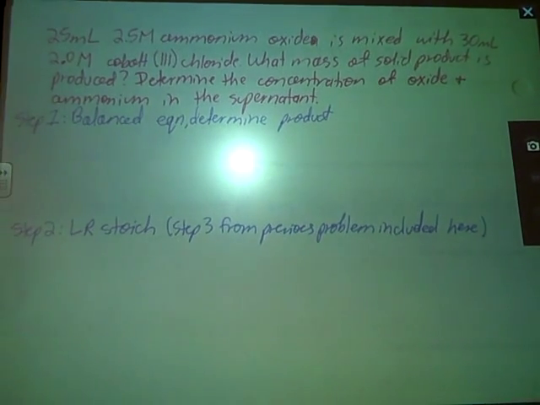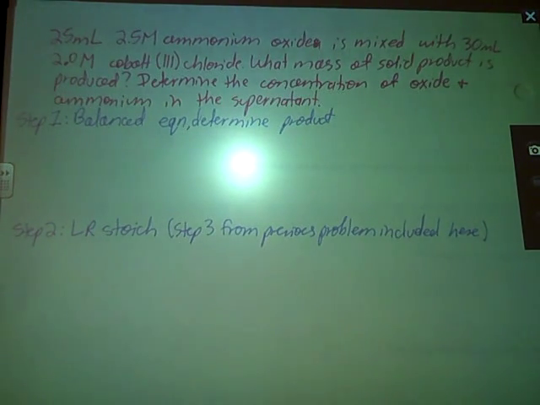All right, now on to calculating ion concentrations within a particular solution stoich problem. So here's another example. We've got two substances, ammonium oxide mixing with cobalt-3 chloride solutions, and the question asks us what mass of solid product is produced, but it also asks us to determine the concentration of oxide and ammonium ions in the supernatant. Now, supernatant refers to the liquid on top of the solid. So this is unreacted ions floating around free.